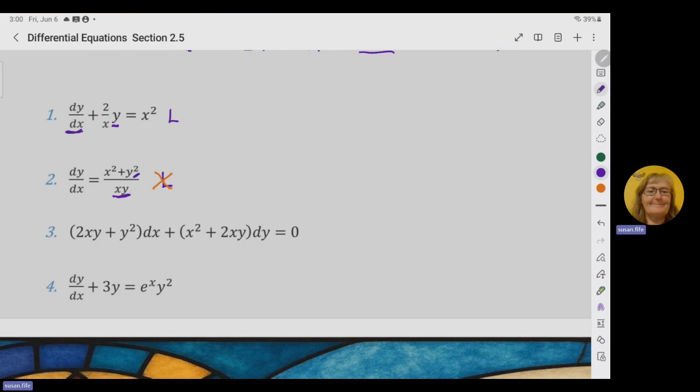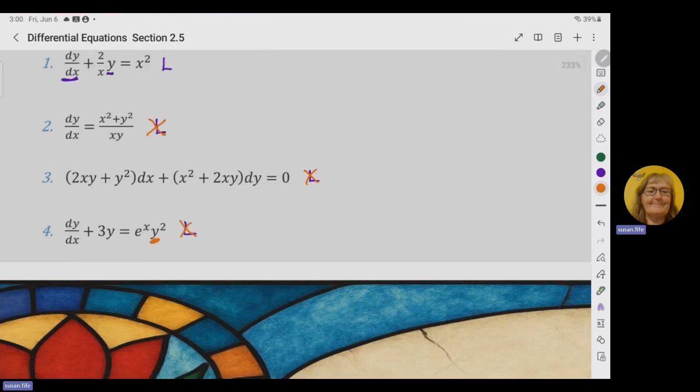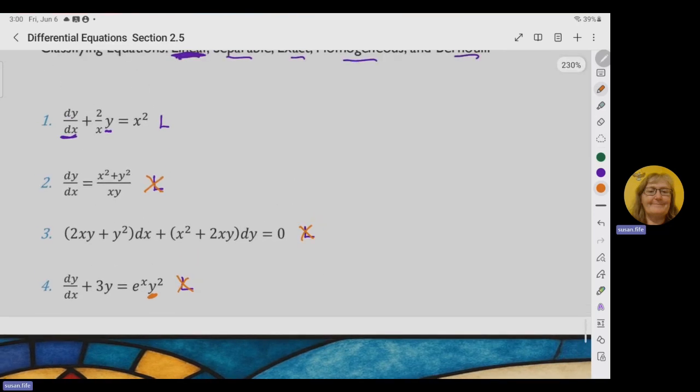Sure, that y will cancel with this y squared, but it does not cancel with the x squared. So you'll still be left with a fraction there. On this third equation, notice you have a y squared term. Y squared makes it not linear. And then on this last one, oh, there you go. You have a y squared again. So again, not linear. So the first one was linear. None of the others were.